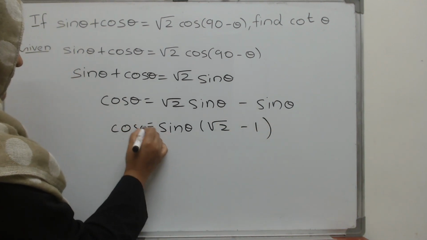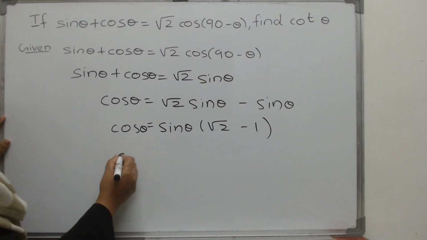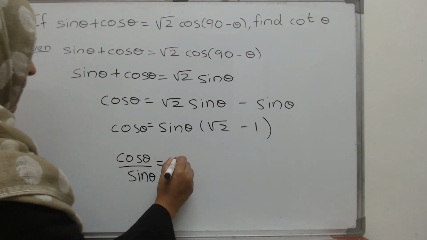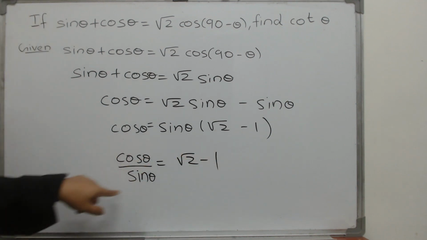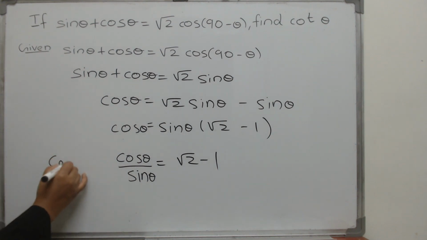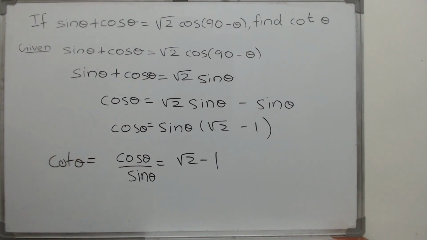There. All you have to do is take this down. Cos theta by sine theta, that is the answer that you are looking for. This is your cot theta and that is equal to root 2 minus 1. So shall we move on to the next question?